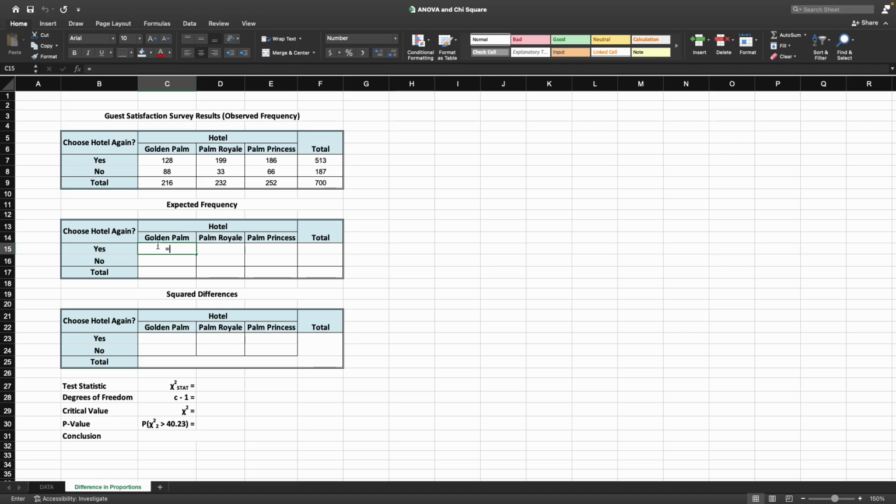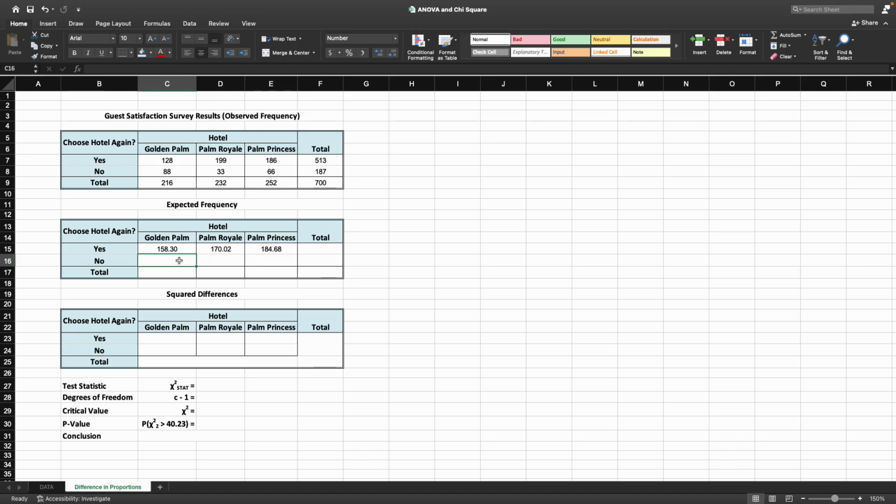So Golden Palm, yes. We would do equals row total 513 times column total 216 divided by the overall total 700, and we hit enter. Now we're just going to do this over and over for all of these. So equals Palm Royale: row total 513 times column total 232 divided by overall total 700, enter. Palm Princess: equals row total 513 times column total 252 divided by overall 700, enter.